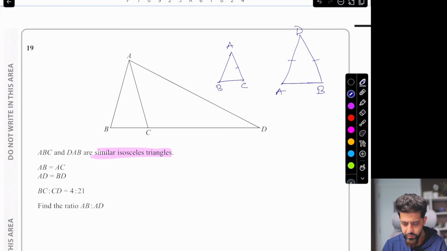So the isosceles sides will be right there, because we're told AB is equal to AC, and AD is equal to BD. So that's your isosceles parts. Then we are told that B to C is worth 4 parts and C to D is worth 21.